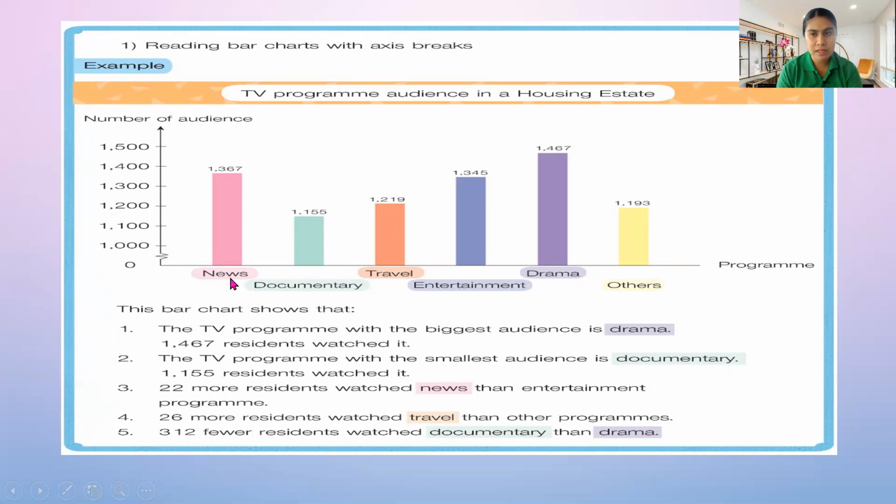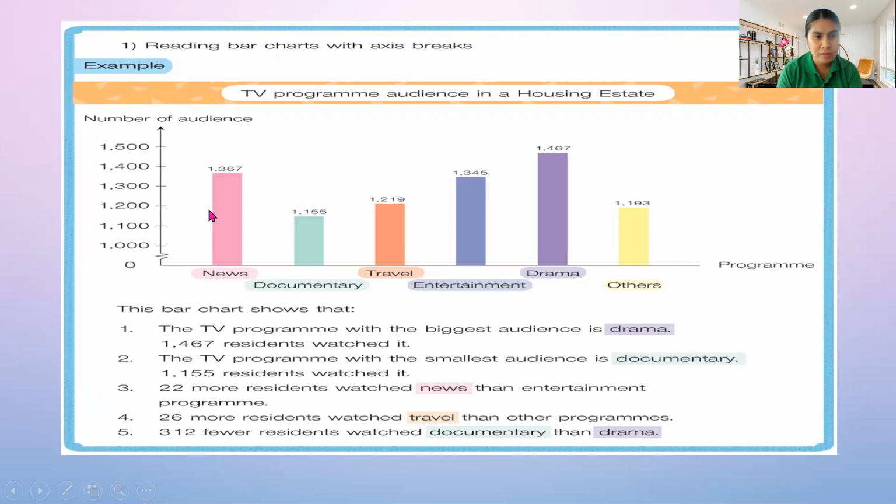The programs on television are news, documentary, travel, entertainment, drama, and others. So as you can see, this bar chart shows that the TV program with the biggest audience is drama. It uses the axis break because all of these have 1,000 or more viewers, so it is cut from 1 until 999.